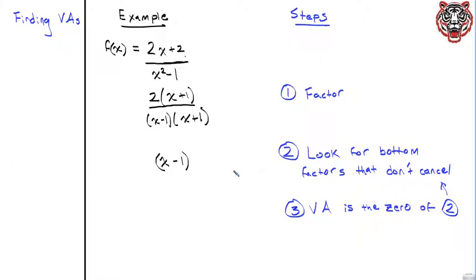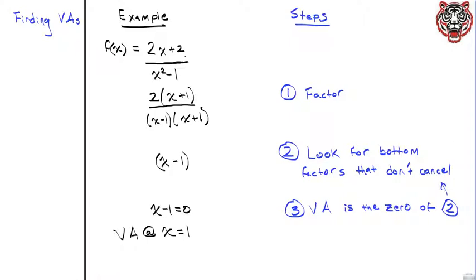Sometimes it'll be hard. Sometimes the bottom will be a polynomial that doesn't cancel out, and you'll have to set that equal to 0. So in this case, we'll have x minus 1 equal to 0, x is equal to 1. So in conclusion, we have a vertical asymptote at x equals 1.